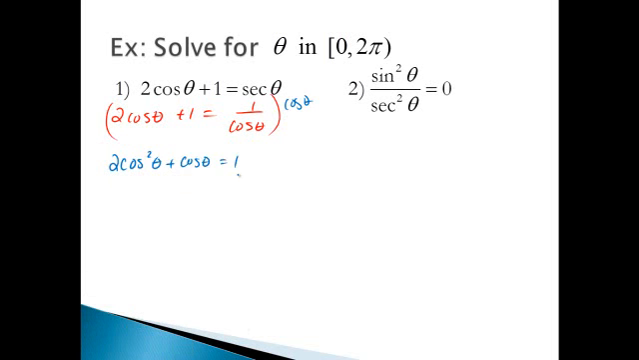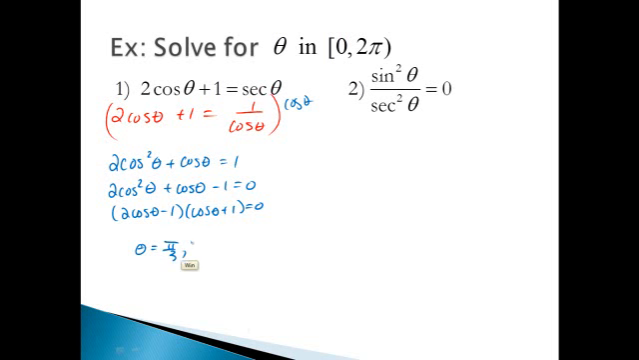Now whenever we have a quadratic, like we talked about yesterday, we need to set it equal to 0 and then try to factor or use the quadratic formula. Alright, pause the video and let the students finish the problem. And we end up getting that theta equals pi thirds, 5 pi thirds, and pi. Since none of these values make secant undefined, they are all valid solutions.